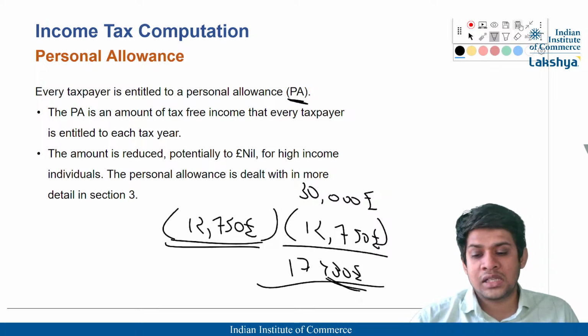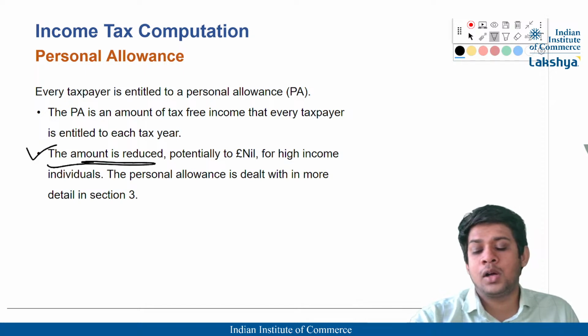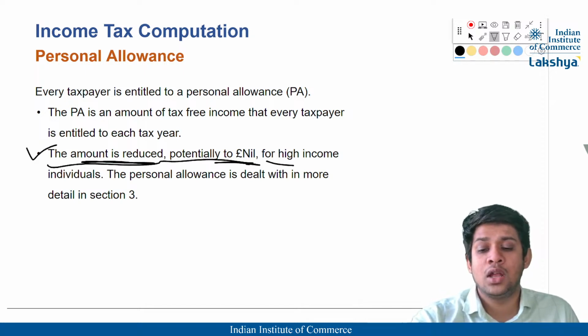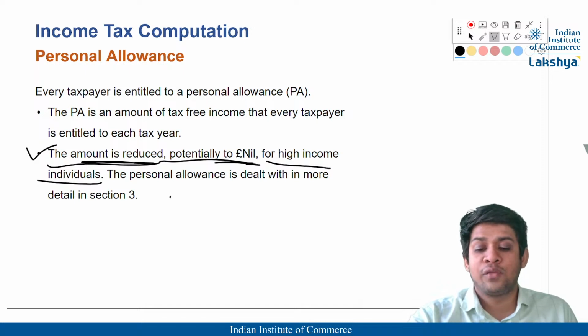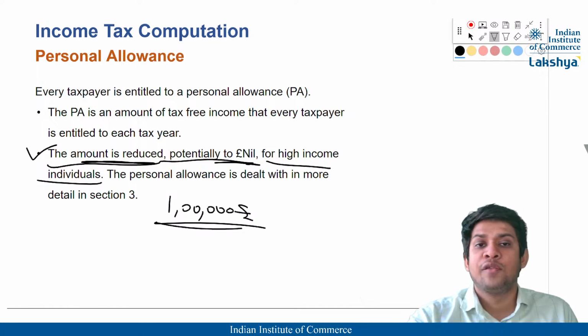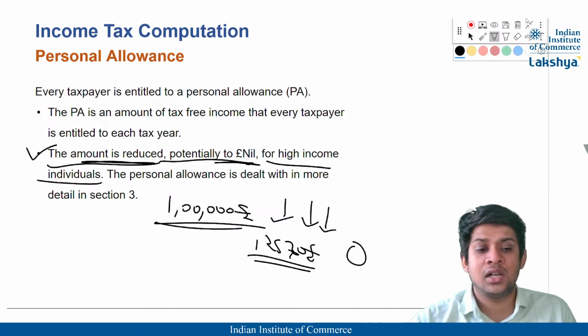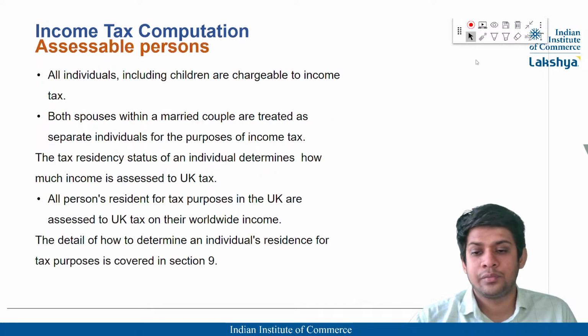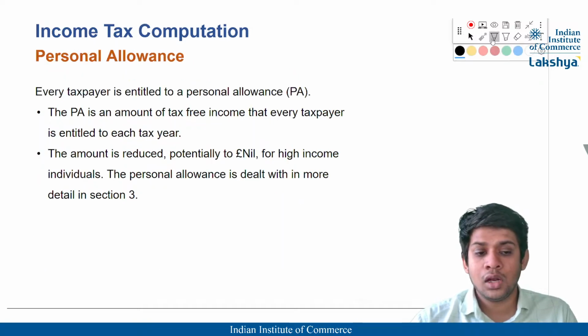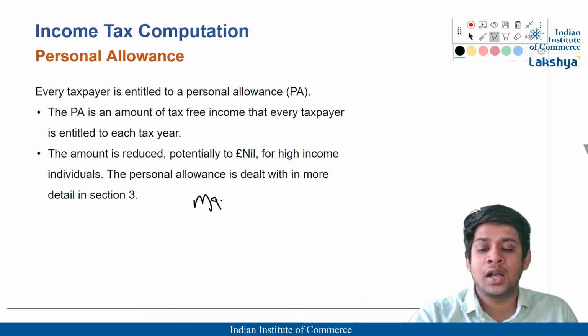Okay. I hope this is clear, guys. The amount of the personal allowance is reduced, potentially to nil, for high income group individuals. So for individuals having a yearly income of more than 1 lakh pounds, the PA, that is the personal allowance of 12,570 pounds, will gradually reduce and land up to zero after a certain extent. How it will gradually reduce and land up to zero, you'll understand that later. Okay. Now, always remember, guys, the personal allowance for married couples.